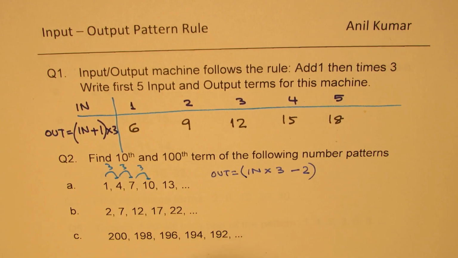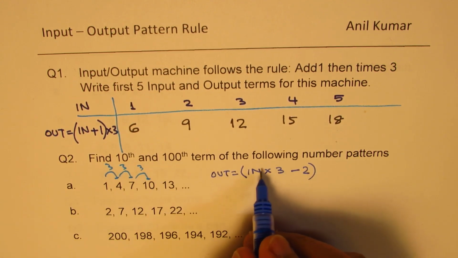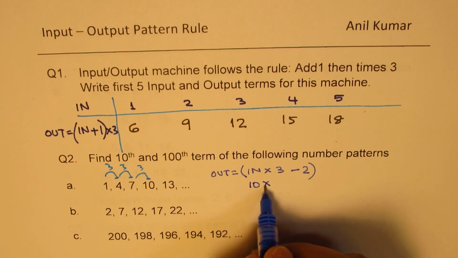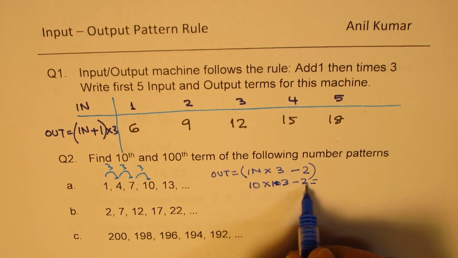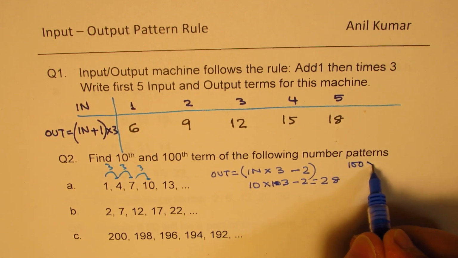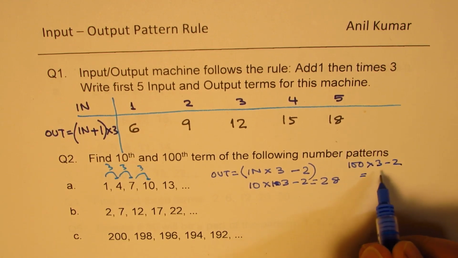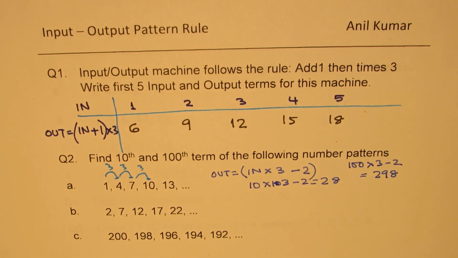So that is the input-output rule. Using this rule, we will get our 10th and 100th term, right? If the input is 10, we have 10 times 3 minus 2, which is 30 minus 2, we get 28. And for the 100th term, we get 100 times 3 minus 2, and that gives us 300 minus 2 as 298. So these are our 10th and 100th term. You get an idea, right? That is how you have to do for each one of them.